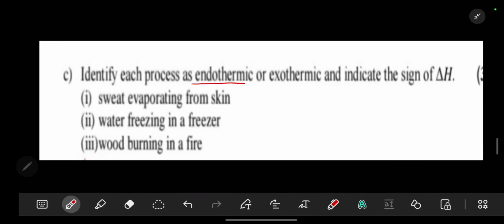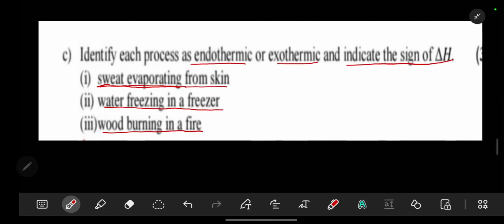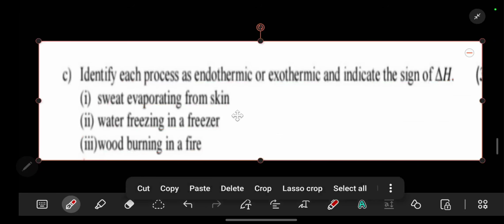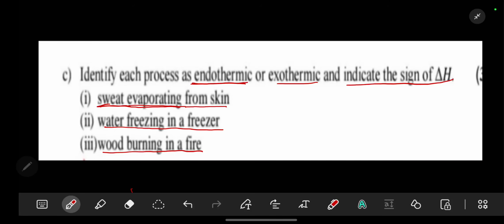Identify each process as endothermic or exothermic and indicate the sign. Sweat evaporating from the skin, water freezing in a freezer, wood burning in a fire. Remember, sweating absorbs heat. Endothermic has to do with absorption of heat. Exothermic has to do with the release of heat.